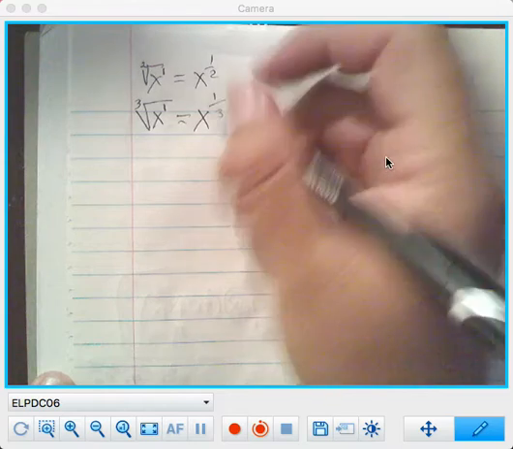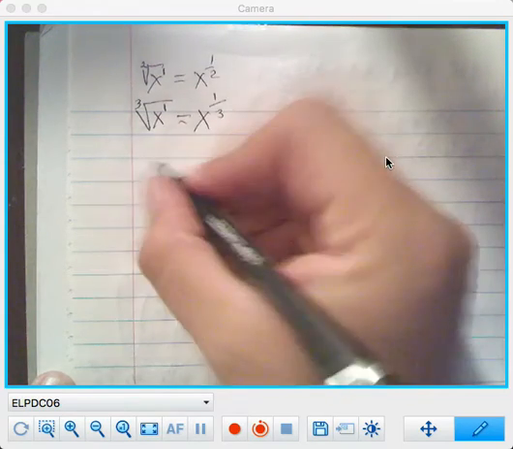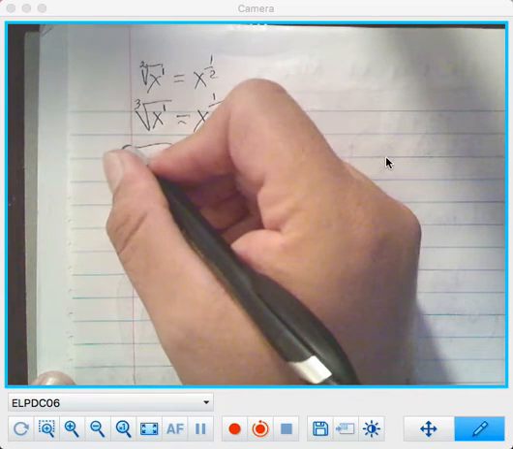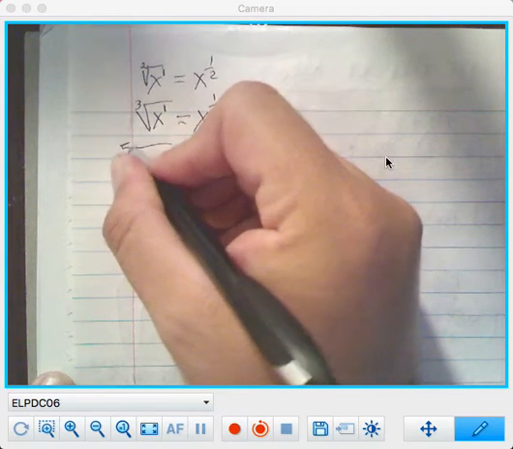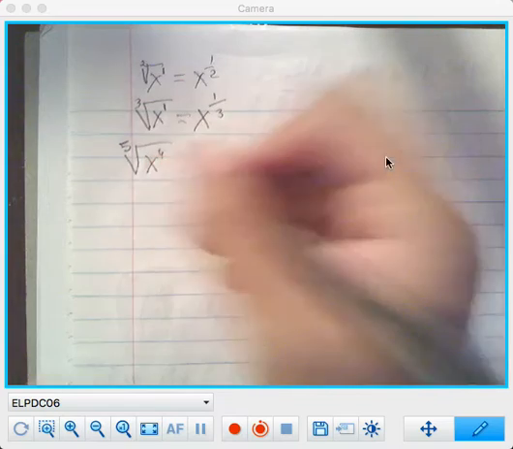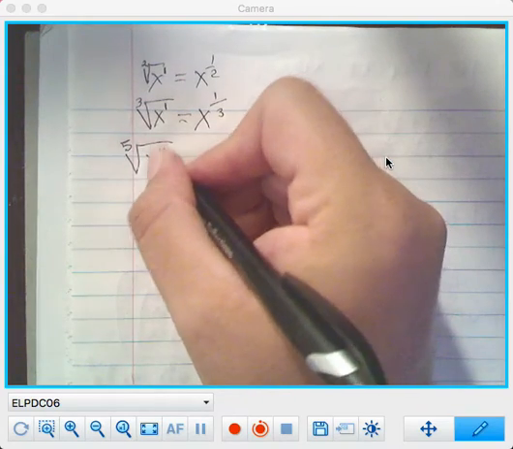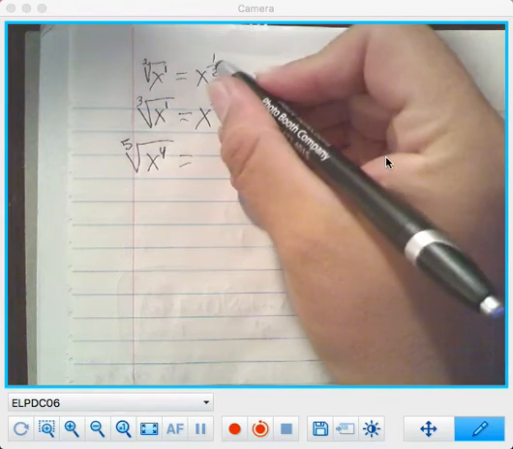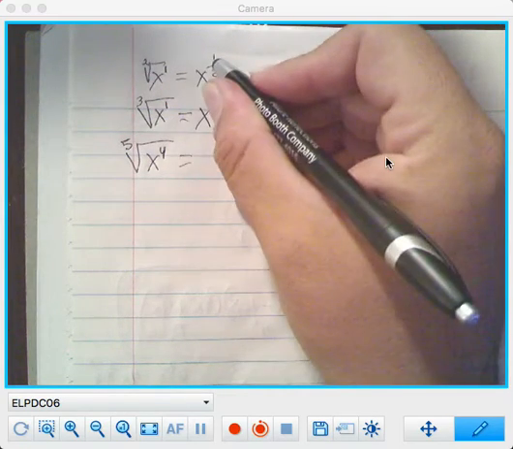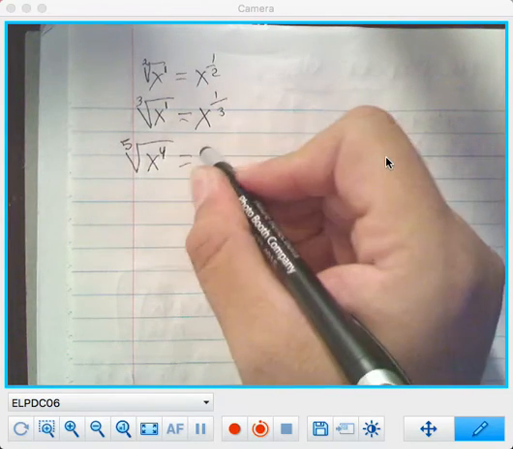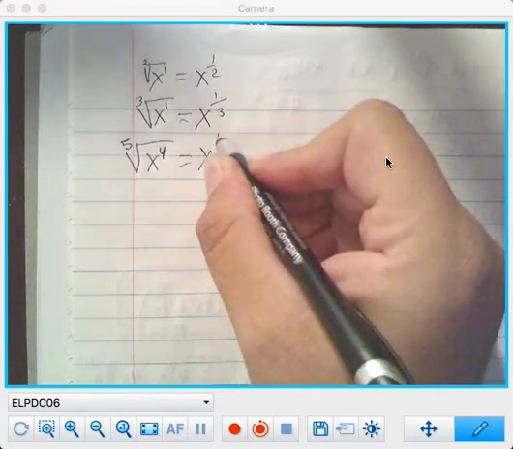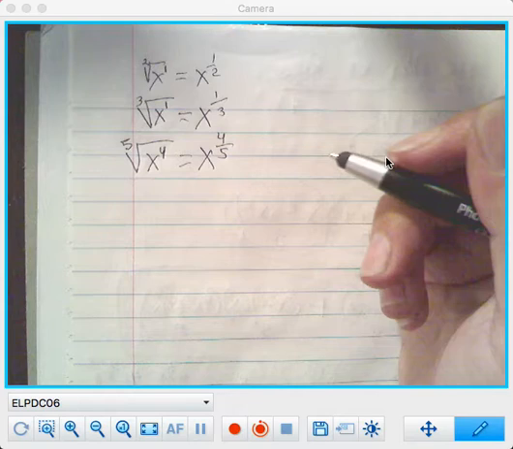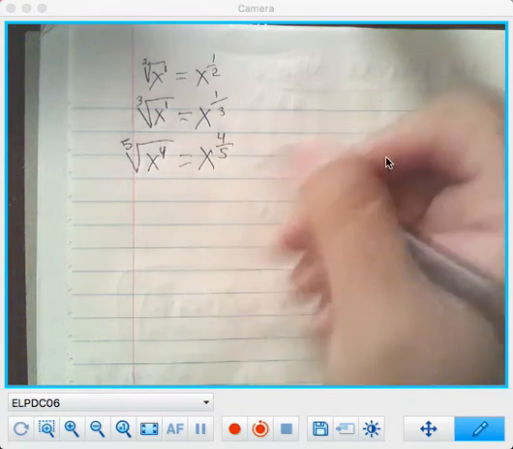Okay, so now let's say I have the 5th root of x to the 4. Somebody would say, but I don't know which one goes at the top. Well, it's easy. Remember this: the inside number goes at the top. So x to the 4, and then the outside number goes on the bottom. That's how you remember.